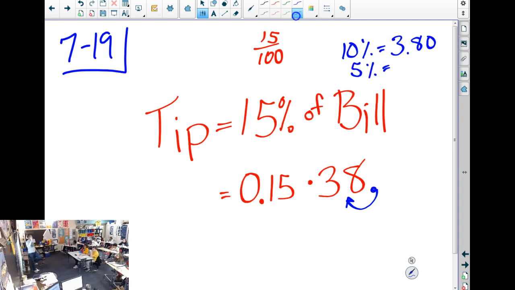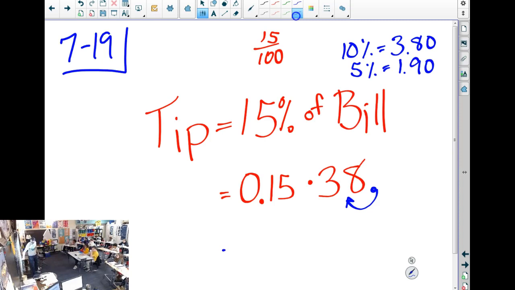Now, I'm not telling you this is the easiest way, because a lot of you are probably thinking, I wouldn't do this. I would just use my calculator. But if you didn't have a calculator, 10% is 3.80, if I cut that in half, what's 38 cut in half? Well, 19. So 5% is 1.90. I can add those together and figure out my tip, or get a calculator, right?